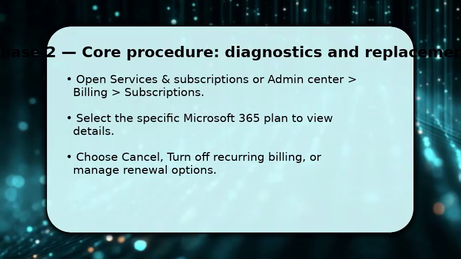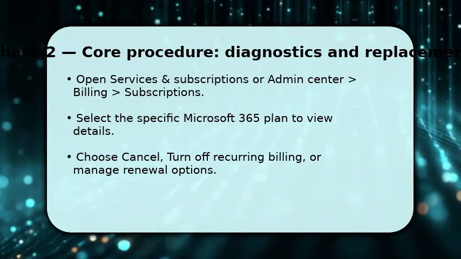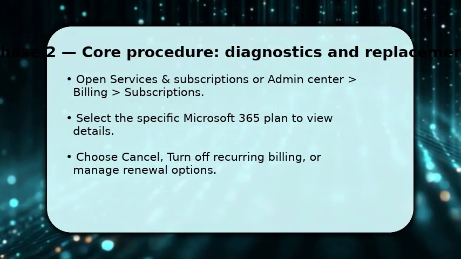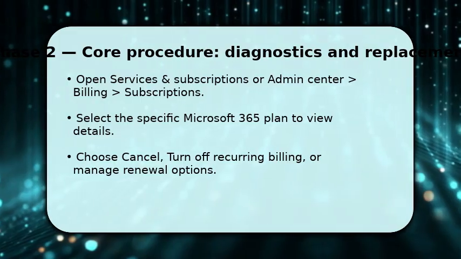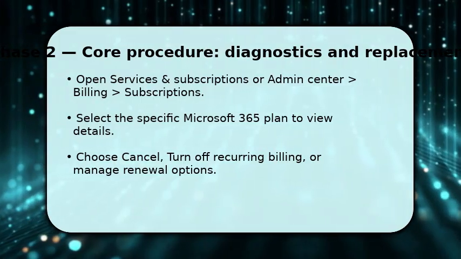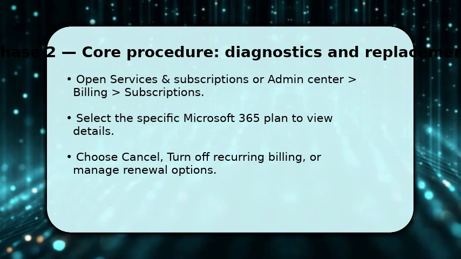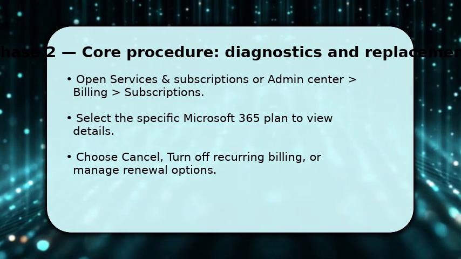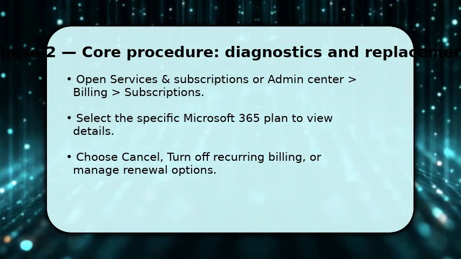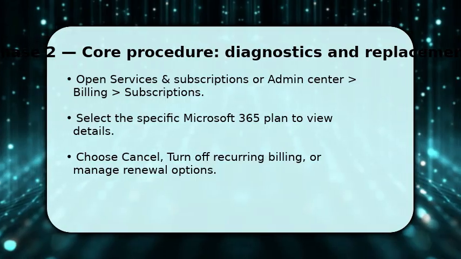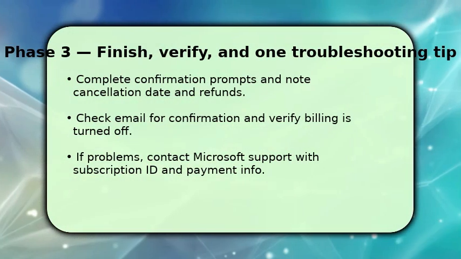If you're on an organization plan, remove licenses for users first, and then cancel the subscription from billing subscriptions. Make sure to confirm the cancellation reason when asked. This unlocks refund eligibility or prorated returns in some cases. Finish by confirming the cancellation and noting the effective date.